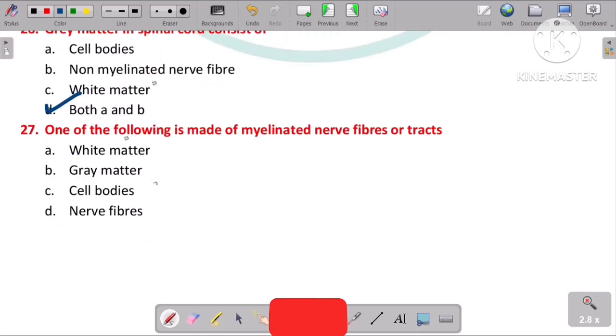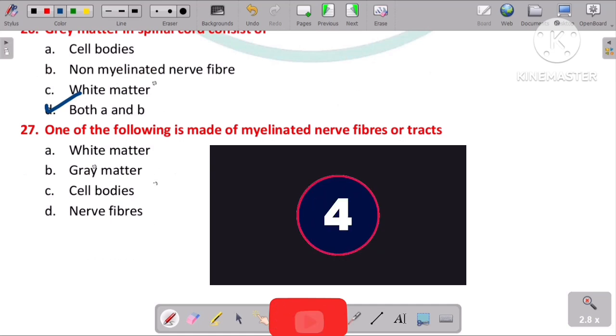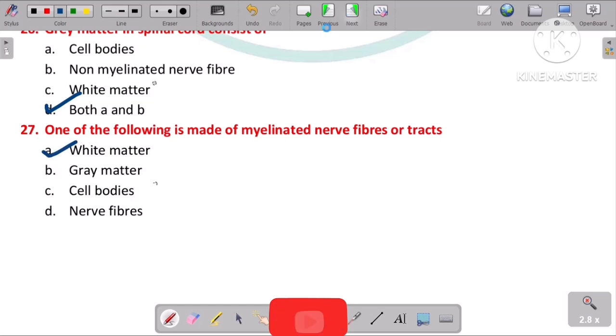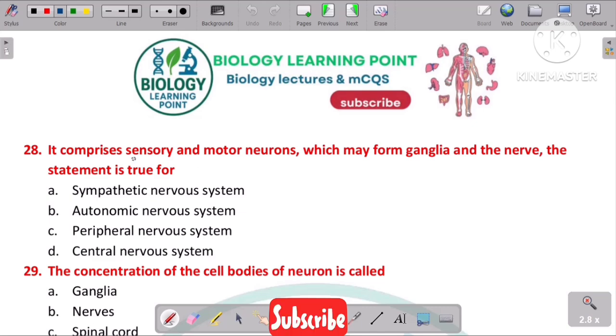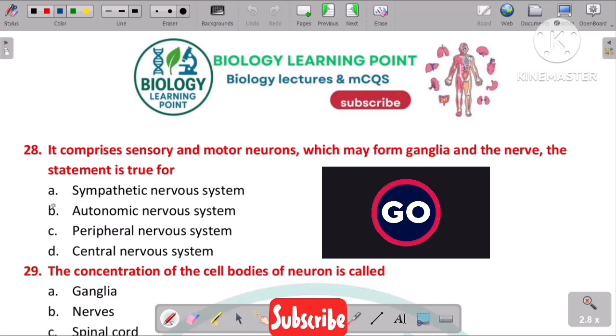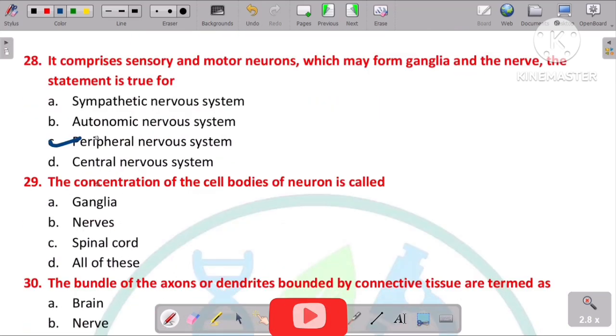So the next question is, one of the following is made up of myelinated nerve fibers or tracts. So the options are. So the right answer is option A, white matter. The next question is, it comprises sensory and motor neurons which may form ganglion and the nerve. The statement is too far. So the options are. So the right answer is option C, peripheral nervous system.